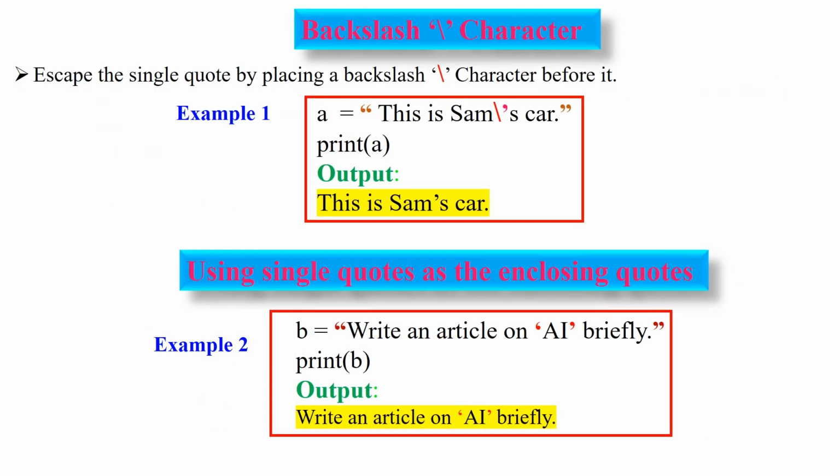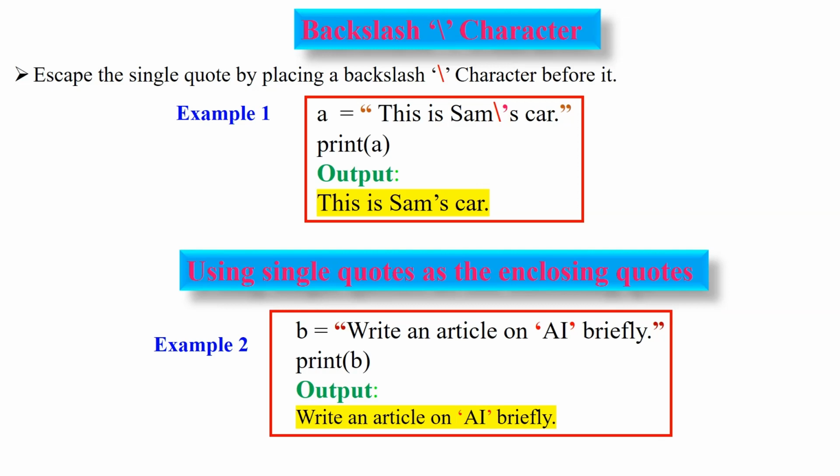Let's see how to use the backslash character in a string. Let's see an example. Example 1. In this code, a string is assigned to the variable a. The string is enclosed in double quotation marks and contains the text "This is Sam's car."